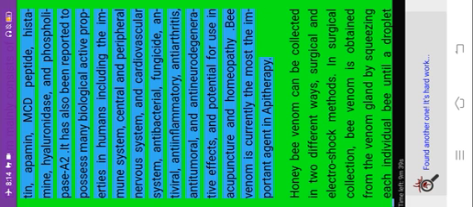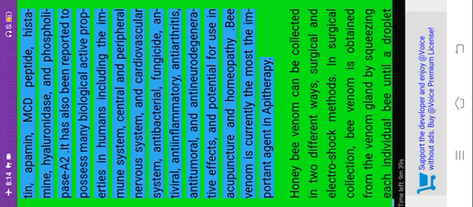It has also been reported to possess many biologically active properties in humans, including effects on the immune system, central and peripheral nervous system, and cardiovascular system, as well as antibacterial, fungicidal, antiviral, anti-inflammatory, anti-arthritis, antitumoral, and anti-neurodegenerative effects, and potential for use in acupuncture and homeopathy. Bee venom is currently the most important agent in apitherapy.